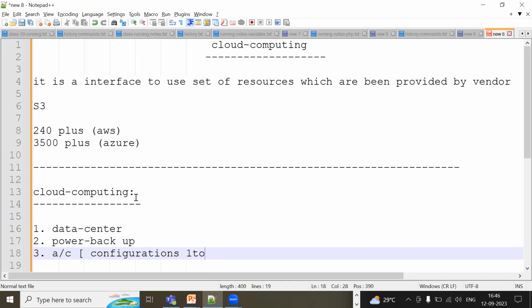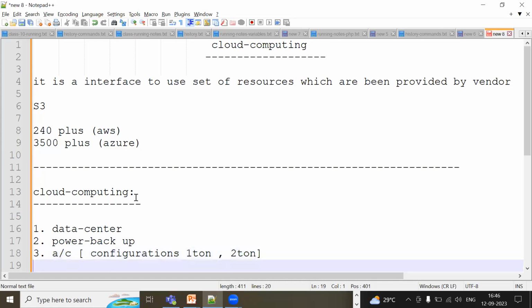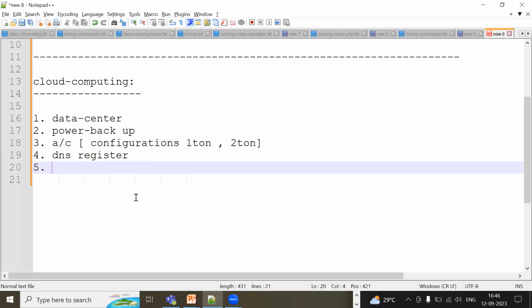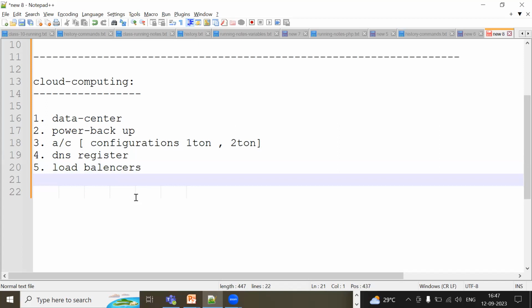One time, servers will not be running or giving response even if the load is very low. If the servers are getting heated, the response will not come. It can be a 1 ton or 2 ton AC, it depends. And finally you have many things like DNS registration. There you have services like DNS or Route 53 and load balancers, which you need to manage. A load balancer distributes all of your traffic to various servers.